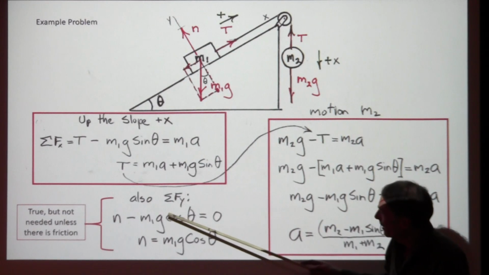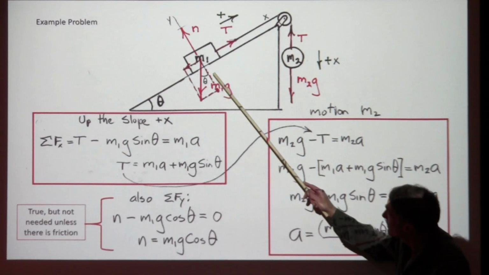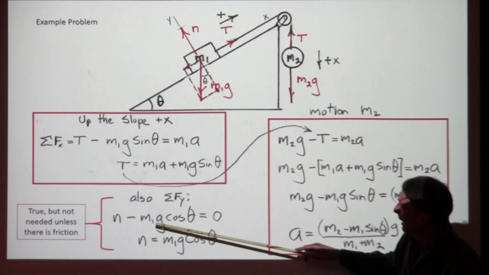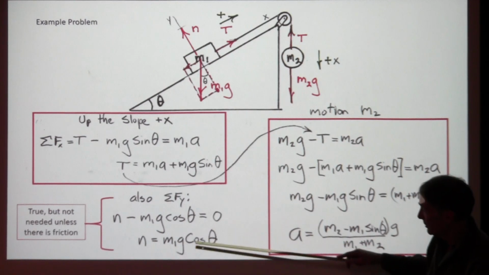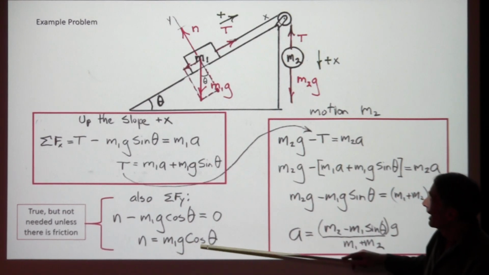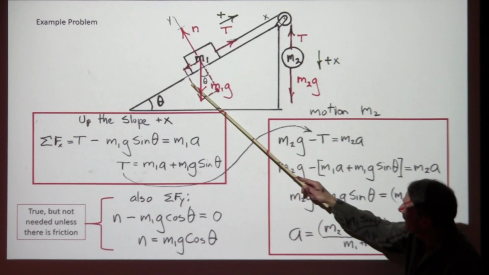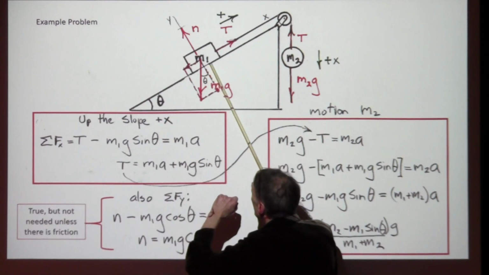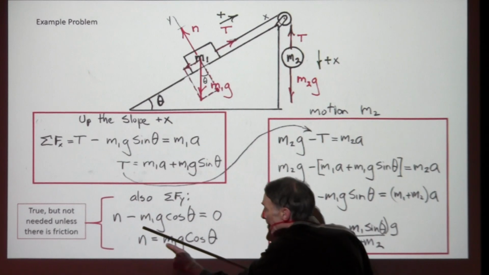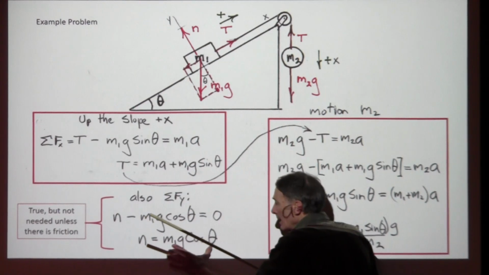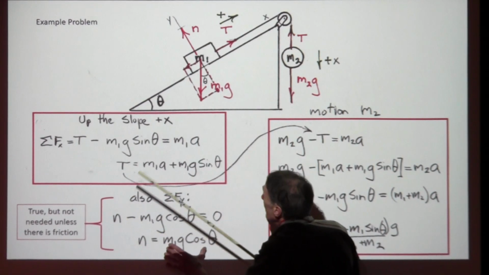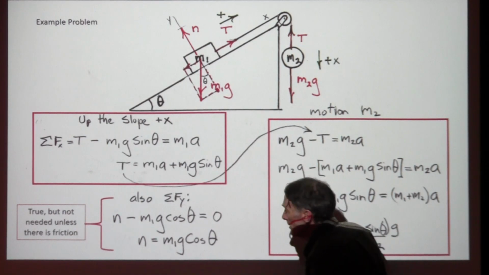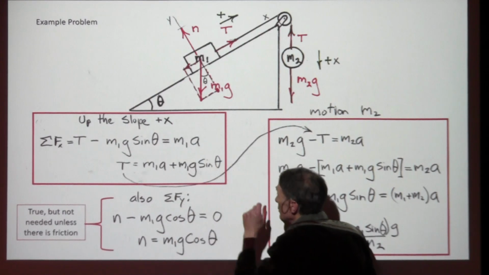A little thing here, I said we could have done the sum of the forces in the y direction, and this is true: the normal force minus m1g cosine theta has got to be 0, so you can get the normal force. I didn't include friction here. If I did, it wouldn't be a big deal. If it was going to go this way, the frictional force would be down here, and I would need that normal force times mu sub k to get that frictional force. So we need this if we have friction also included.